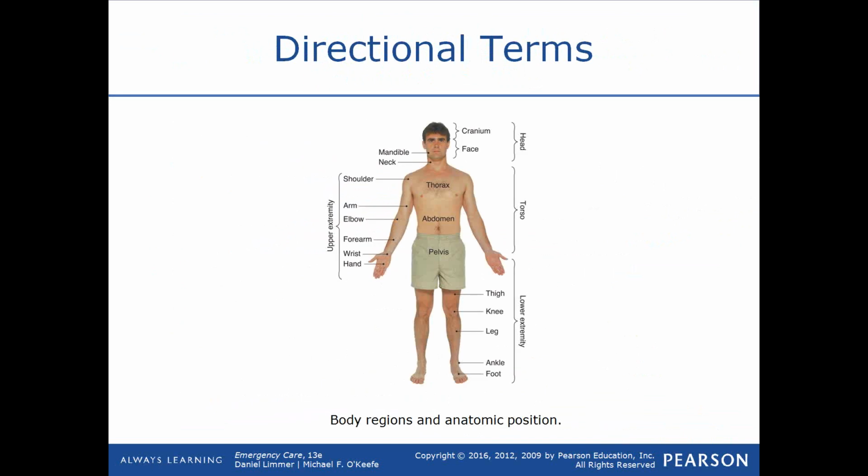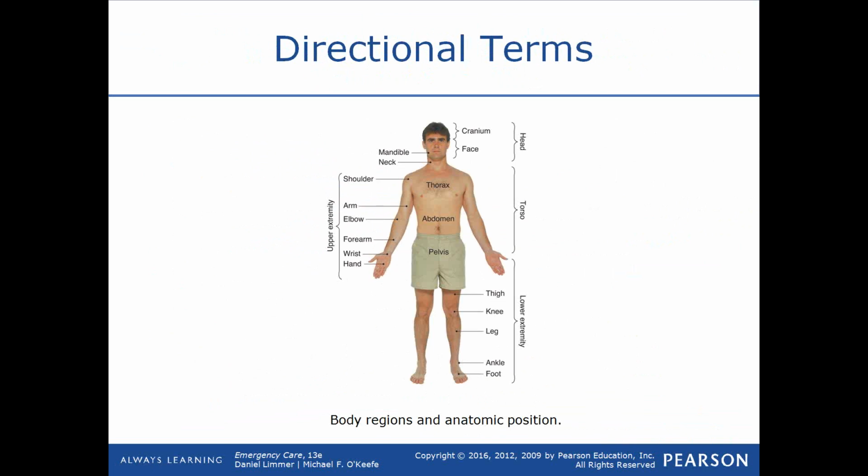So here are some of those directional terms. This is the correct anatomic position, the way this gentleman is standing. And from there we can see his cranium, which is his skull, his face, which is attached to the cranium, his mandible, which is his lower jaw, and then he's got his neck and his shoulders, his arm, upper arm, elbow, forearm, wrist and hand. The shoulder all the way to the fingers make up the upper extremity.